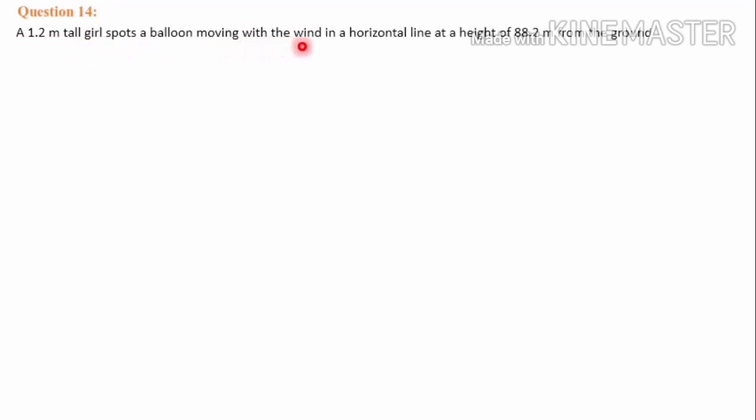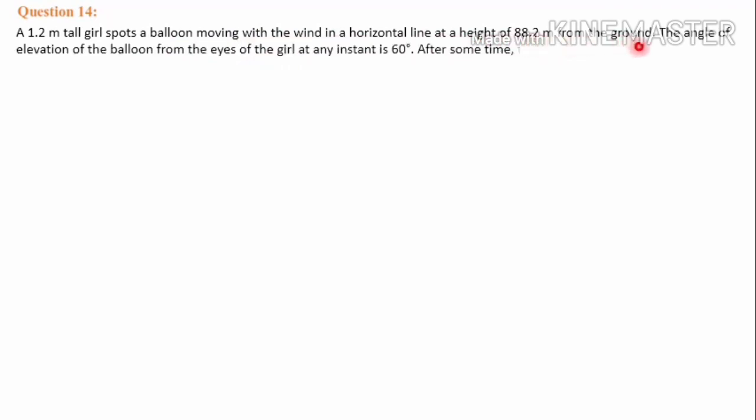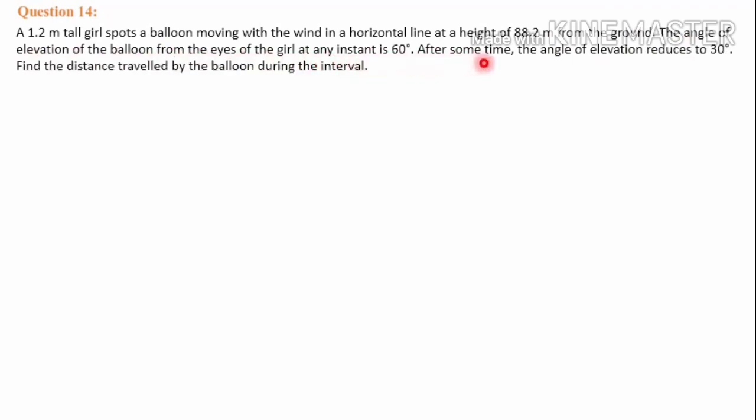Next we shall discuss question number 14. The question is: a 1.2 meter tall girl spots a balloon moving with the wind in a horizontal line at a height of 88.2 meter from the ground. The angle of elevation of the balloon from the eyes of the girl at any instant is 60 degrees. After some time, the angle of elevation reduces to 30 degrees. Find the distance traveled by the balloon during the interval.